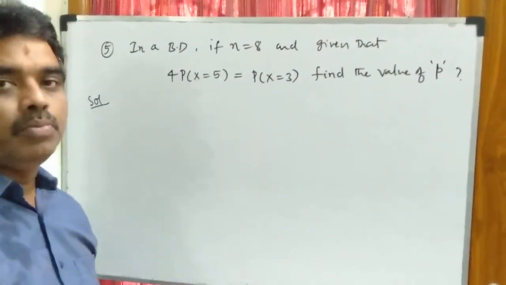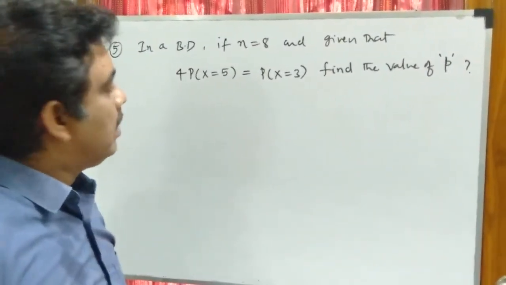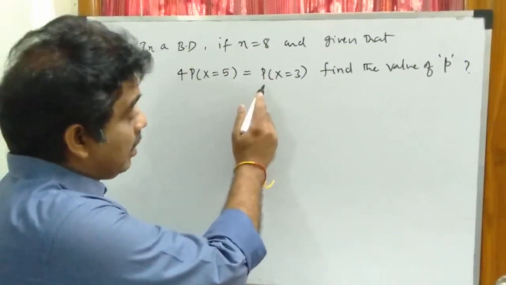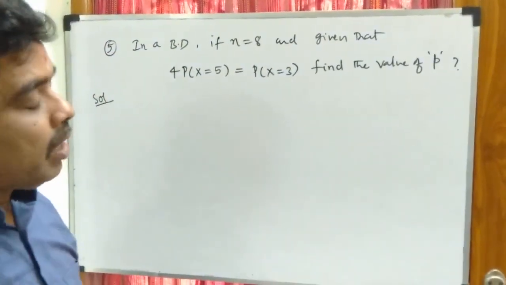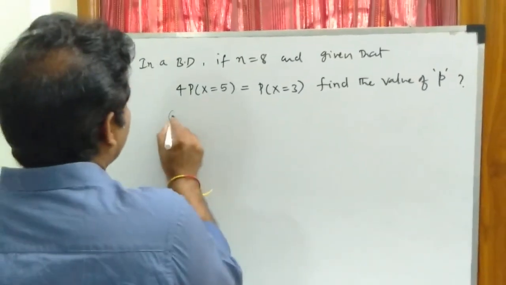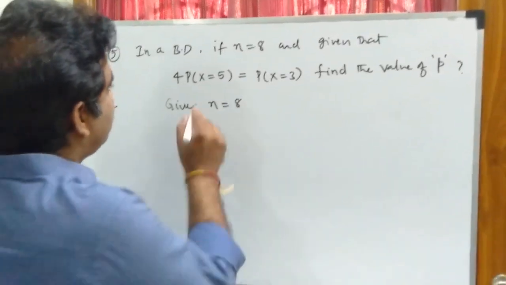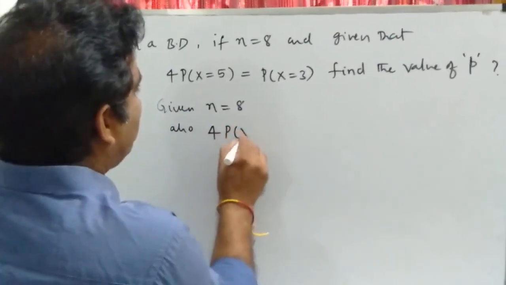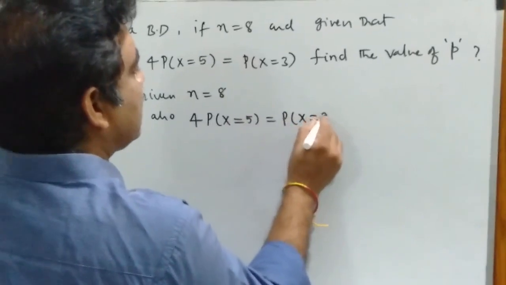In a binomial distribution, if n is equal to 8 and also given that 4 into probability of x equal to 5 is equal to probability of x equal to 3, find the value of small p, the constant probability of success. So given n is equal to 8, also 4 into P of x equal to 5 is equal to P of x equal to 3.